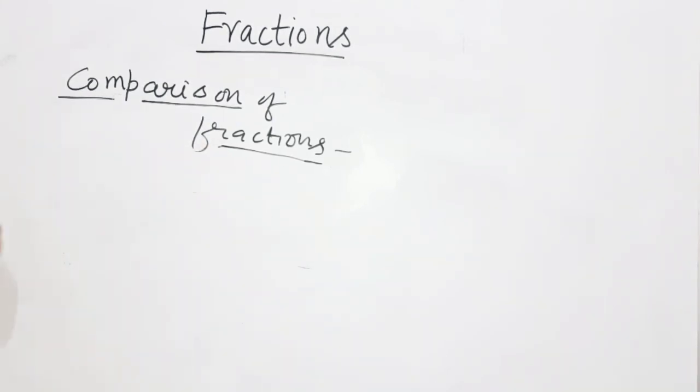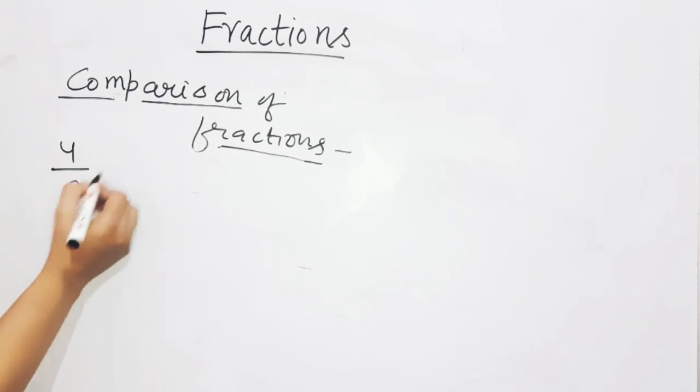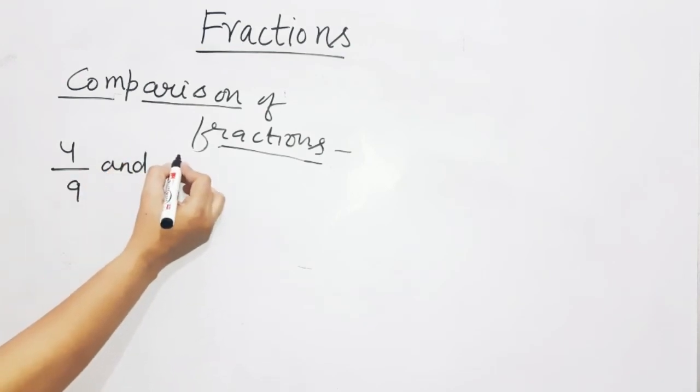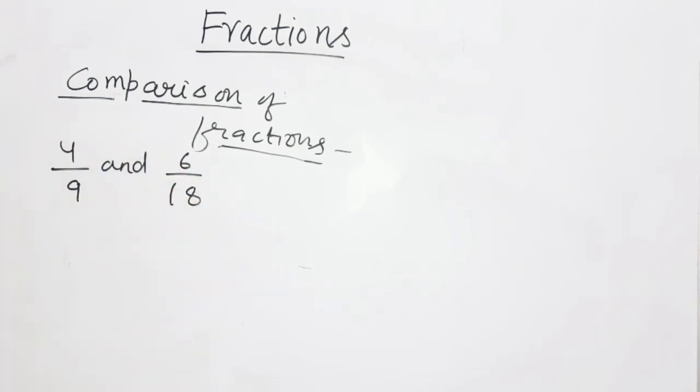So the next example is 4 upon 9 and 6 upon 18. We have to compare these two fractions. So how will we compare? So students, we have to take the LCM of the denominators, lowest common multiple.